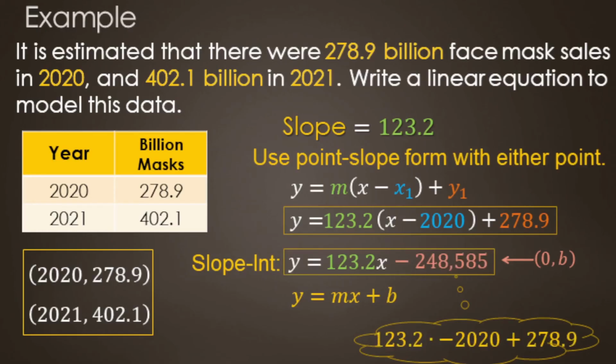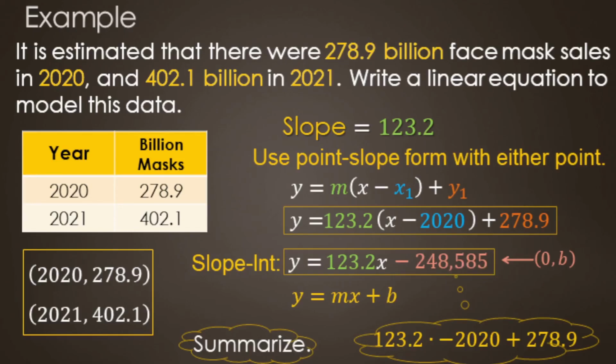So there we go. Now again, on this one here, if we're looking to summarize what our equations mean, and again, you need to be able to restate this information from your equation. It's a summary statement. So, number of masks sold goes up by 123.2 per year. In the year 2020, it was 278.9. Now, if we're looking at slope-intercept form, that information is kind of irrelevant, right? So here, masks sold is going up by 123.2 per year, starting at negative 248,585.